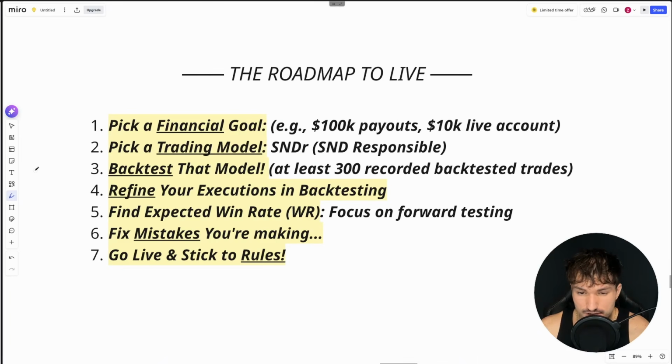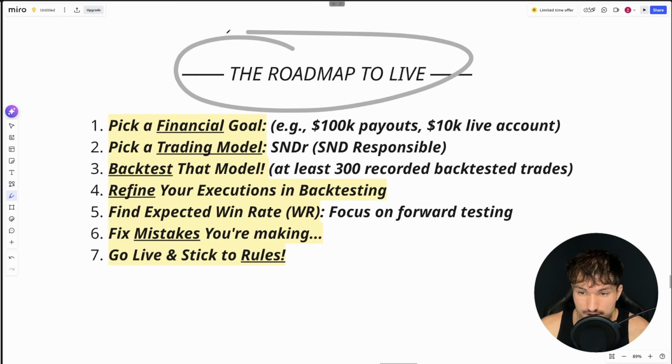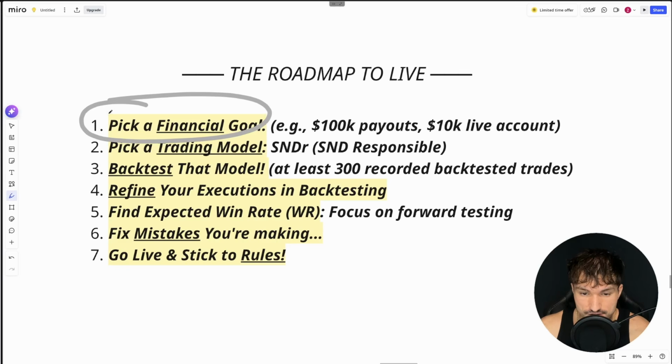Before we talk about the entry, let's talk about the bigger picture. The SNDR strategy is not just something that I discovered yesterday and decided to trade live. The roadmap is pretty simple. You choose your financial goal, you choose a trading model, you backtest that model, you find your expected win rate, you fix your mistakes that you're making, and only then you go live and stick to the rules.